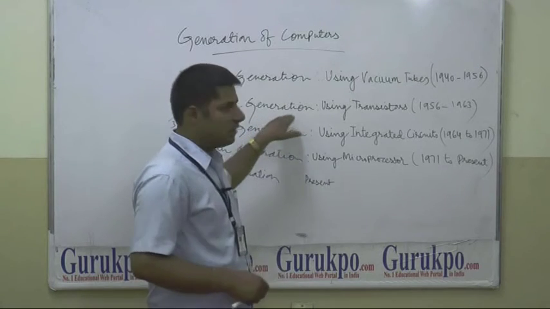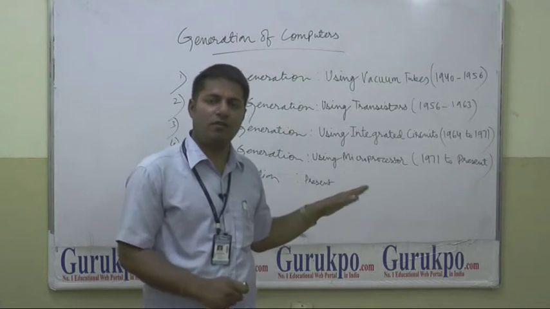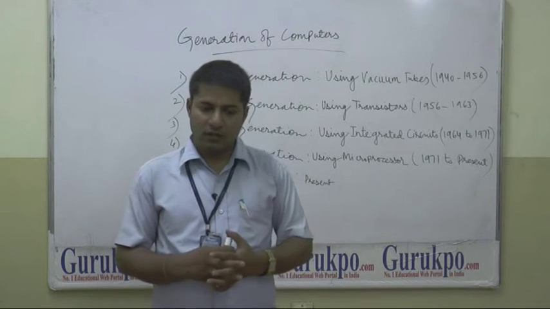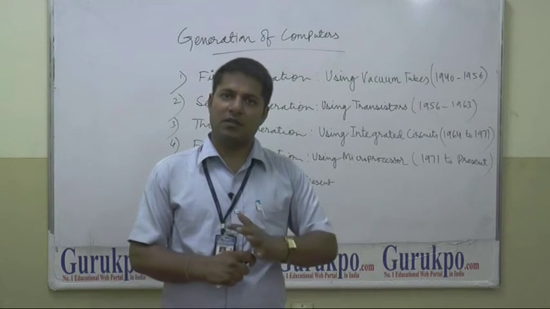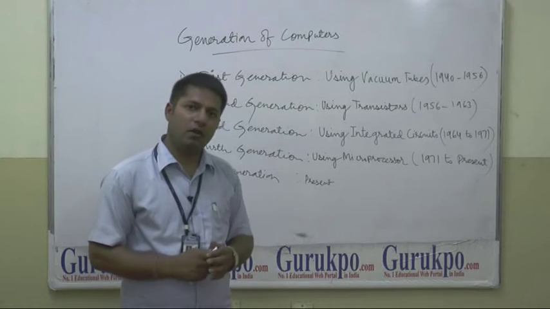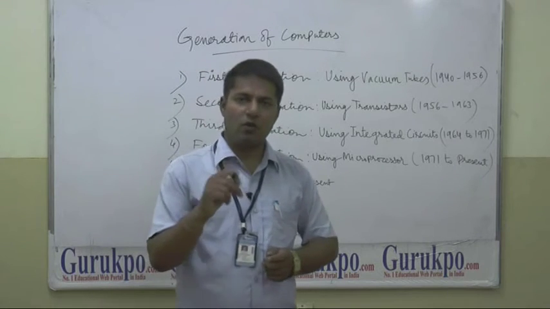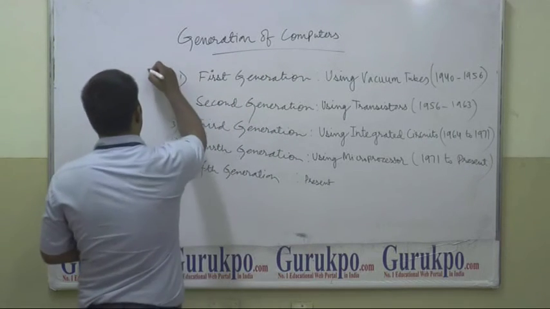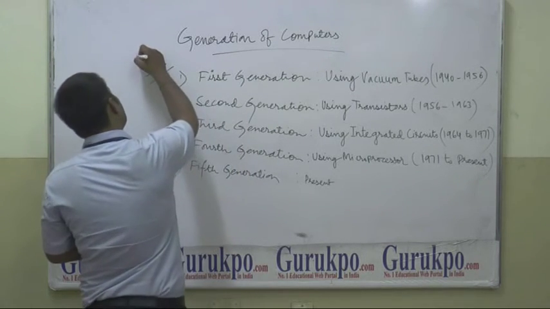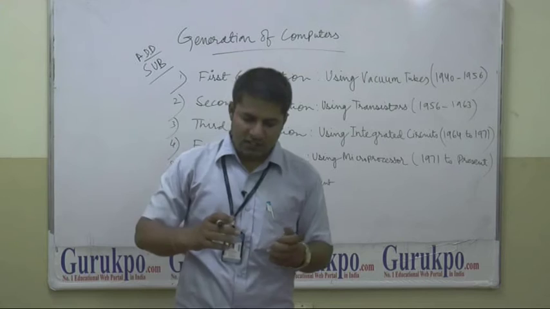Then came the second generation, which existed from 1956 to 1963, and this generation of computers used transistors. See, in this generation of computers, assembly language was used. Mnemonics were used, like for performing subtraction, code SUB was used. So these are the mnemonics. For performing addition, mnemonic ADD was used.